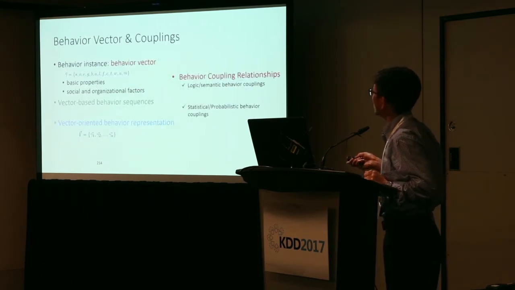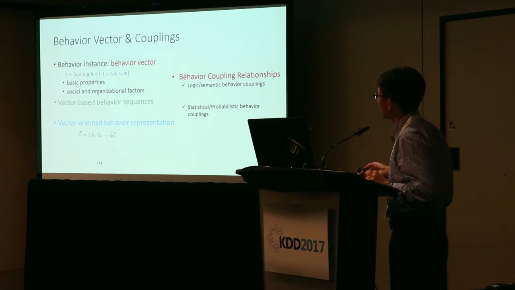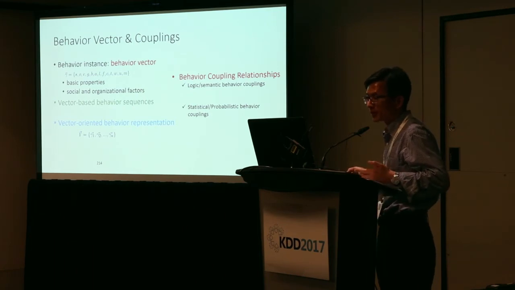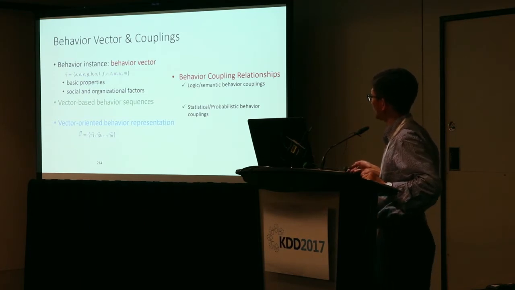And then essentially following that model, each behavior can be described by a behavior vector. And in this vector I have multiple dimensions, like time, space, action, etc. And that incorporates the behavior properties. And then a sequence of behaviors forms a behavior sequence, right? It's a vector-based behavior sequence.